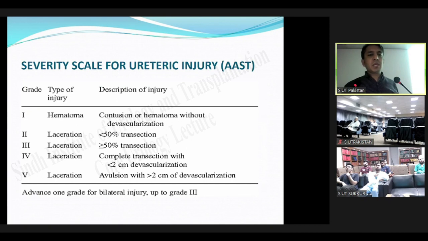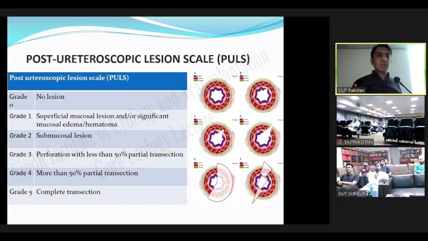The severity scale for ureteric injury, according to the American Association for the Surgery of Trauma: grade 1 is a contusion or hematoma without devascularization. The second is laceration less than 50%. Third, laceration, transection more than 50%. And grade 4, laceration, complete transection with less than 2 centimeter devascularization. And grade 5, avulsion with more than 2 centimeter of devascularization.